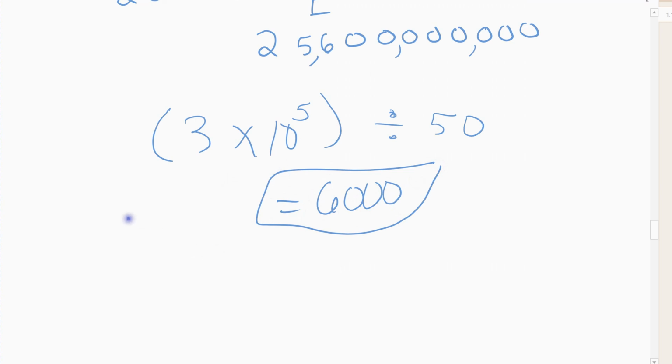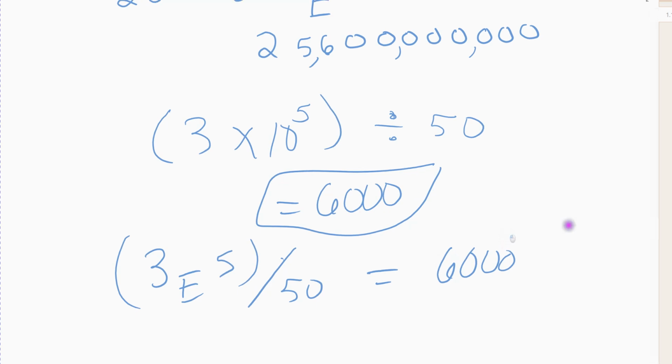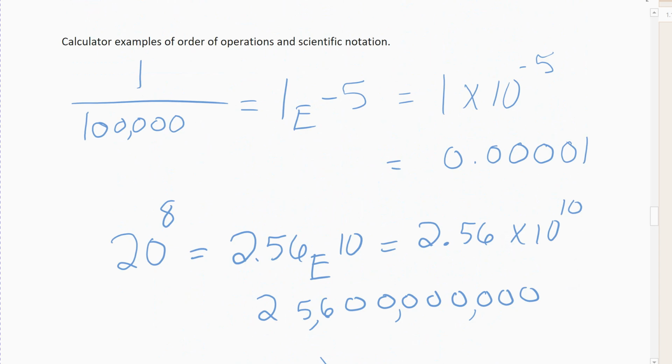Alright, and so that's how, again, on the calculator, you've got to type in 3e to the 5th, divide by 50. That's how you plug it into the calculator, and that comes out to 6,000. Alright, so just make sure you're careful. Kind of practice it a little bit, plugging in and dealing with the calculator. Alright, we'll stop there.